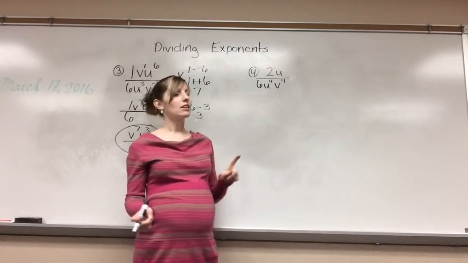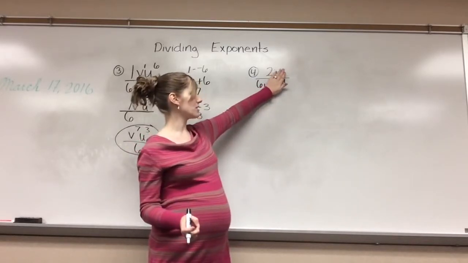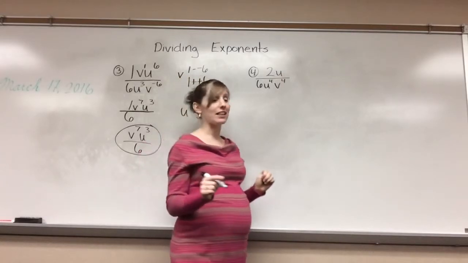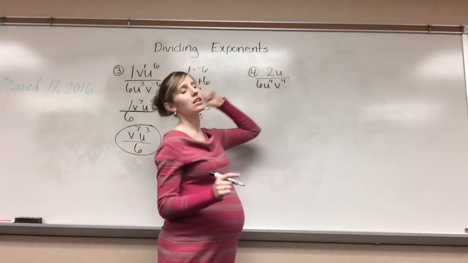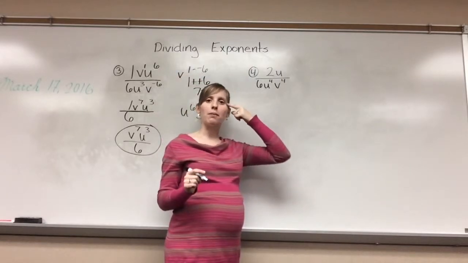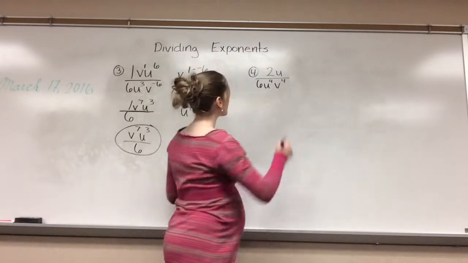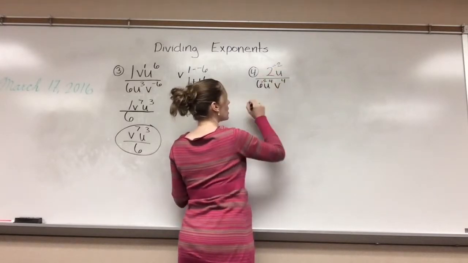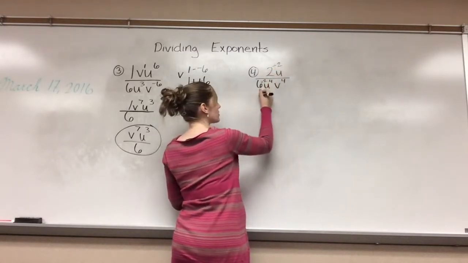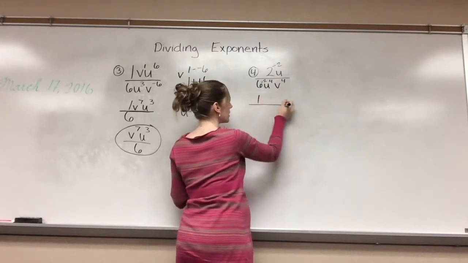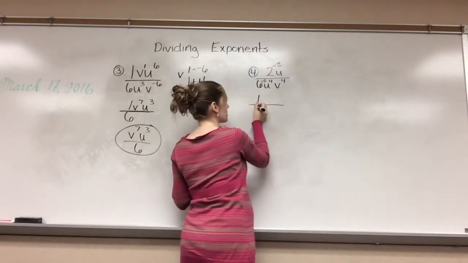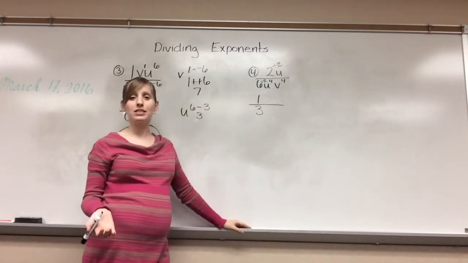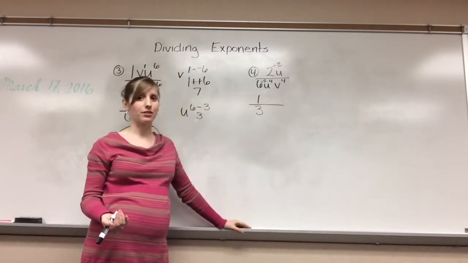But looking at this as a fraction, 2/6, I can simplify. So to simplify this, I have to think 2 and 6. 2 and 6 are both divisible by 2. So I'm going to divide both of these numbers by 2. So 2 divided by 2 gives me 1 at the top. 6 divided by 2 gives me 3 at the bottom. So 1/3. 2/6 simplifies to 1/3.